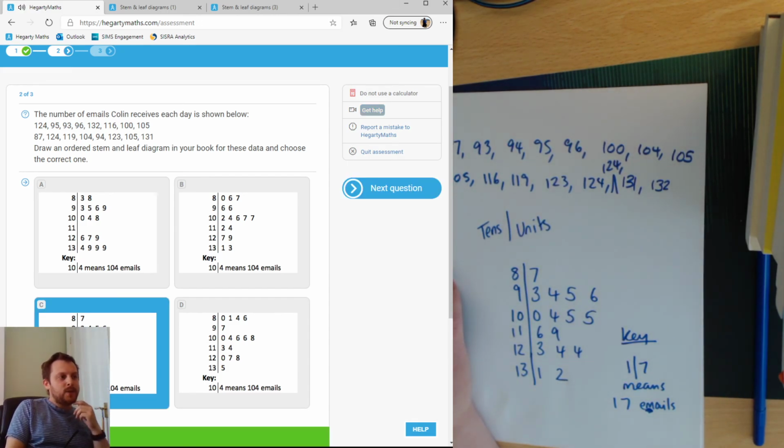Right, I'm going to end this video here, and I'll make a second video that talks about how, if I give you a stem and leaf diagram, you can interpret it.